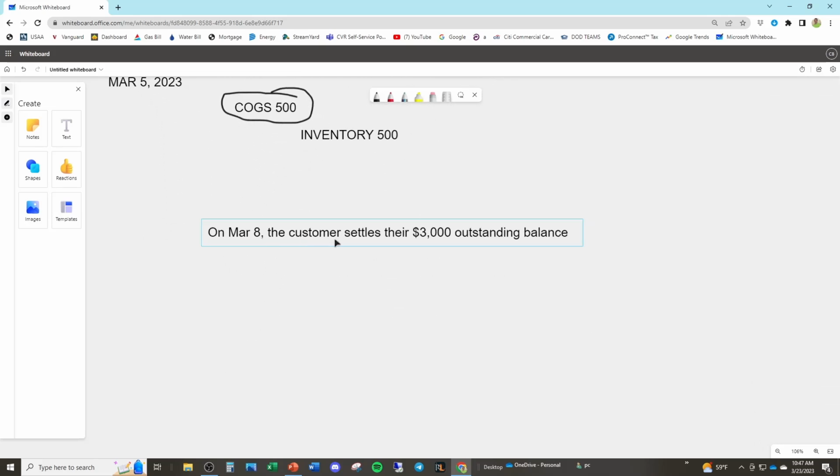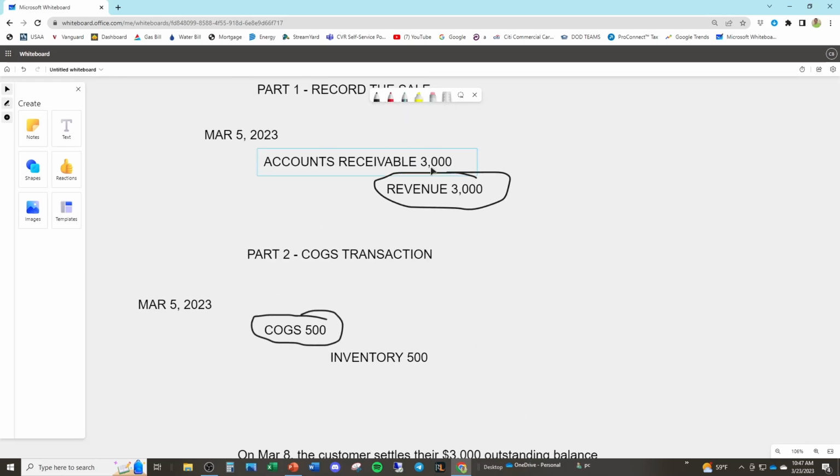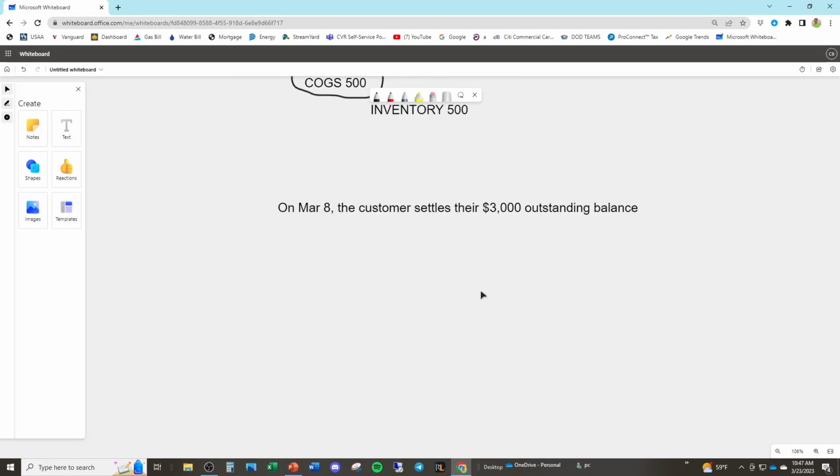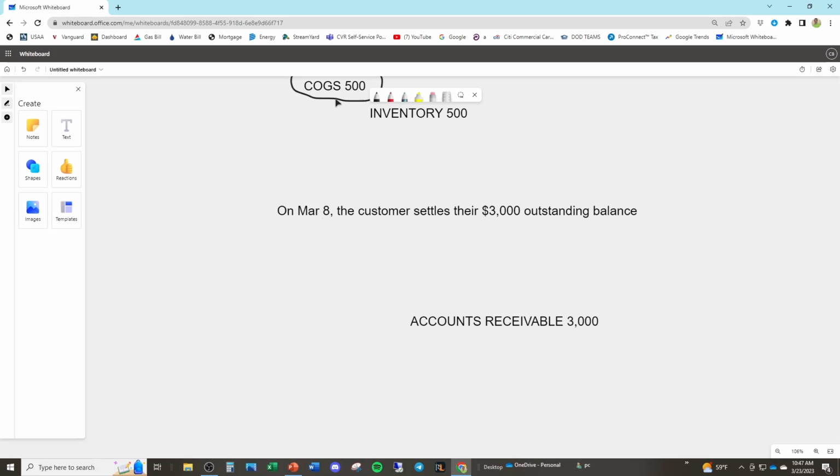On March 8th, the customer settles their $3,000 outstanding balance. Remember, we sold them the inventory and we said, hey, you can pay us later. So now they're paying us back, which they should, because I would not be happy if I didn't get my cash. So first, we're going to do what? We're going to credit the accounts receivable. Of course, we have to put our date on there.